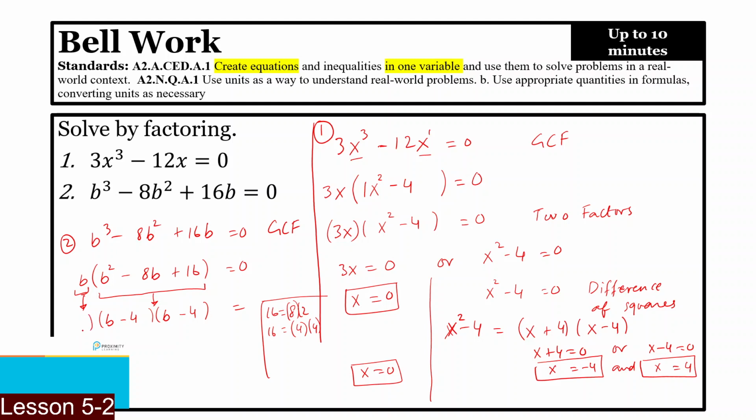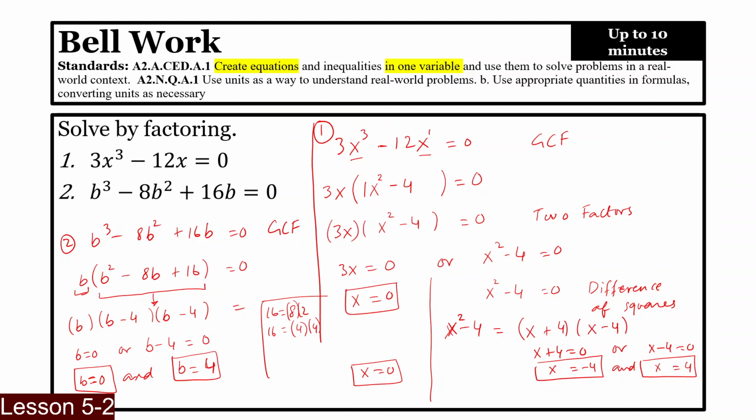So I have 3 factors now. I have b, b minus 4, and b minus 4, which means b has to equal 0 or b minus 4 has to equal 0. So my answer here is b equals 0 and b equals 4, because if I add 4 to both sides, I get b equals 4. So here's my solution. I'll give you a couple of minutes to make corrections and write these down.